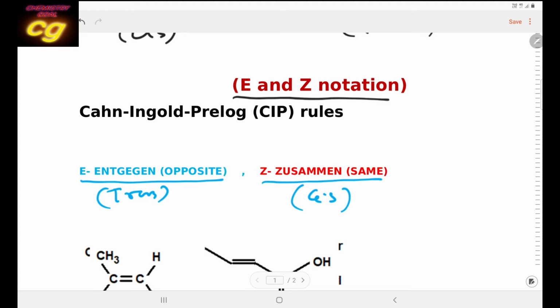This is one type of geometrical isomerism, but the only difference is that here the groups are not the same, they are different. This EZ notation is generally explained by the Cahn-Ingold-Prelog rules, also called the sequence rules. Here some rules we have to follow. We will explain the examples with different rules.